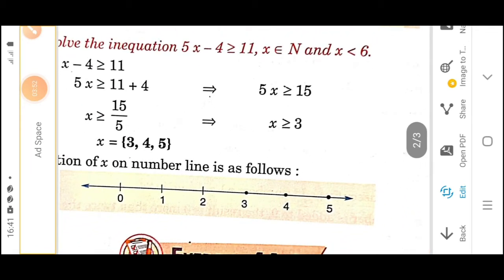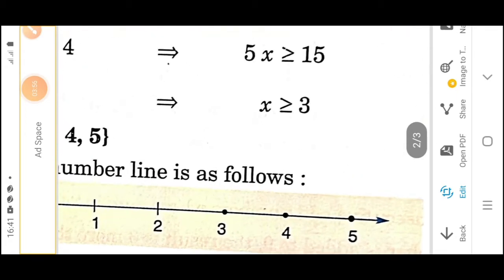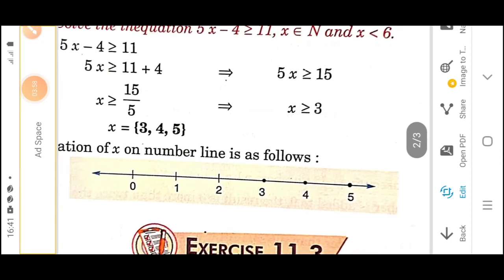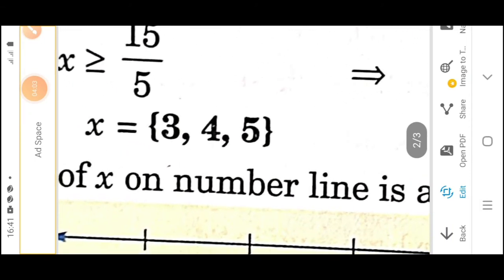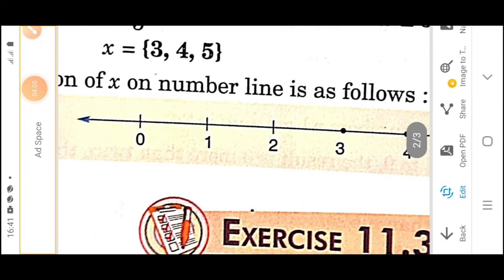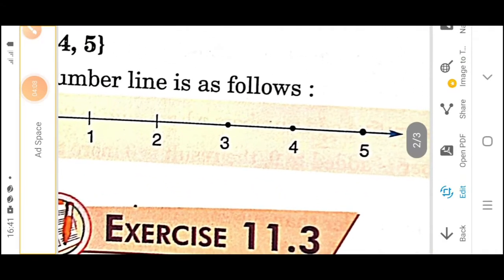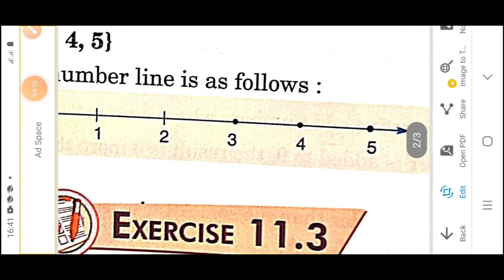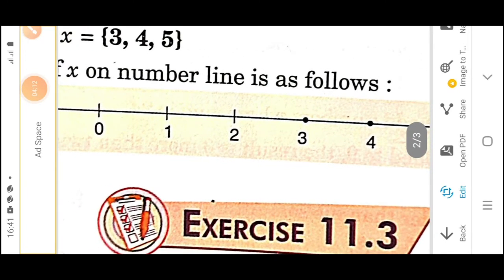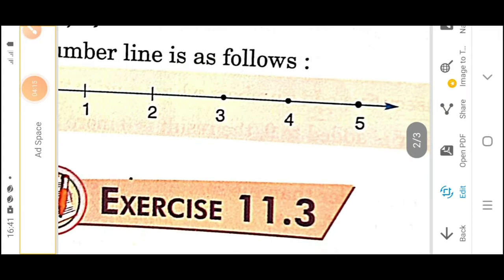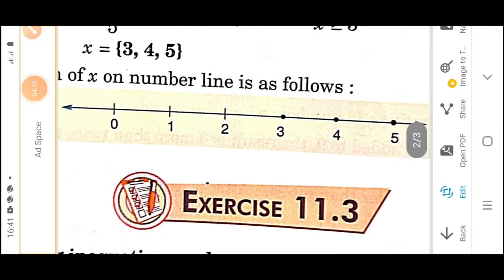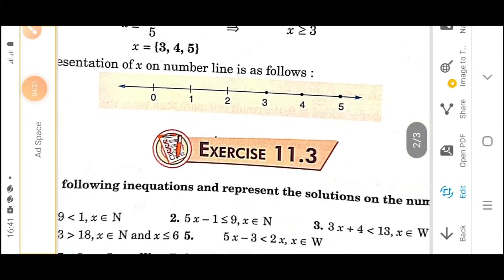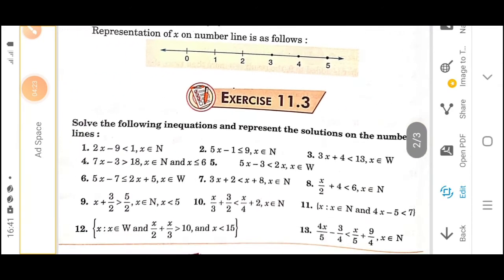Remember, x is less than 6 and x is a natural number. So including 3, because equal is written here, we write 3, 4, 5 in the solution set. Let's write them on the number line. So 3, 4, 5 are on the number line, and the remaining we don't draw with the dark dot.